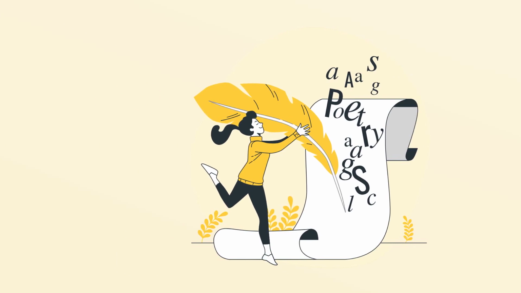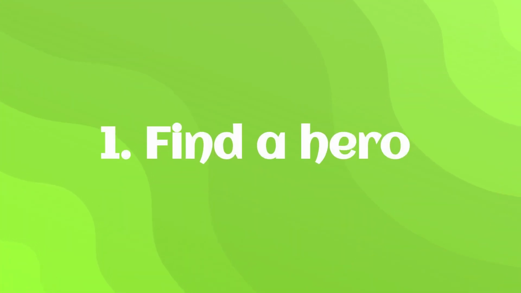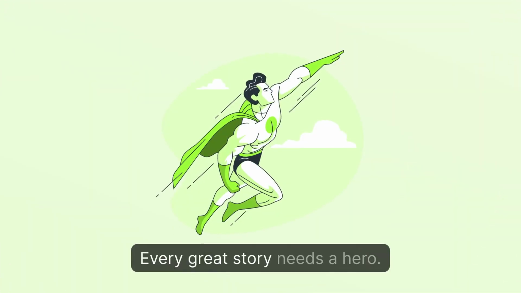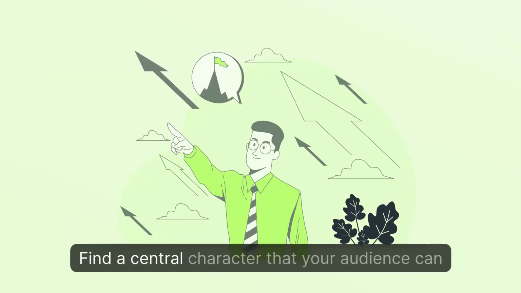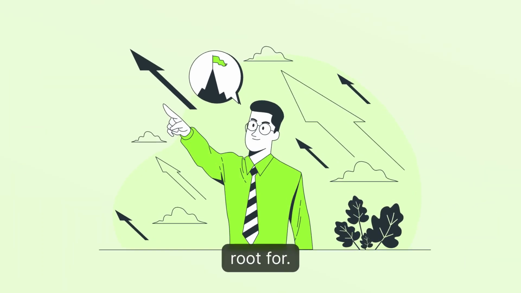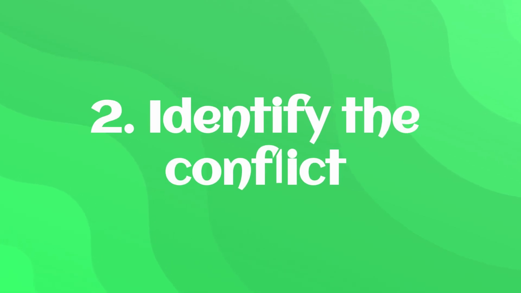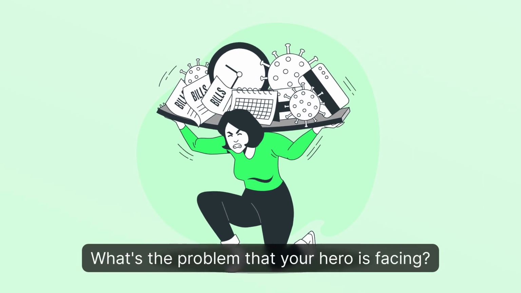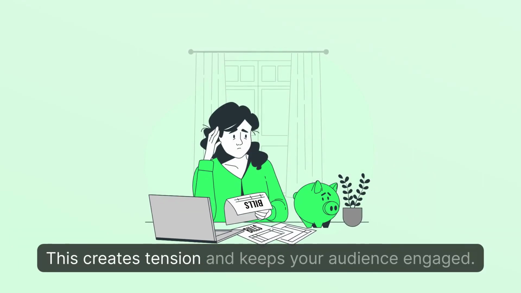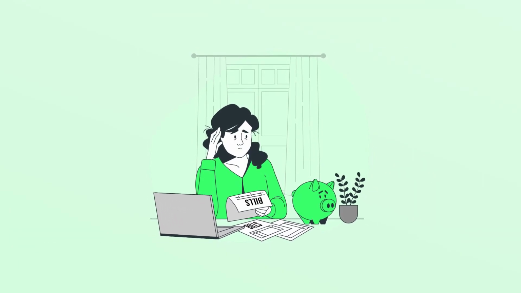1. Find a hero. Every great story needs a hero. Find a central character that your audience can root for. 2. Identify the conflict. What's the problem that your hero is facing? This creates tension and keeps your audience engaged.